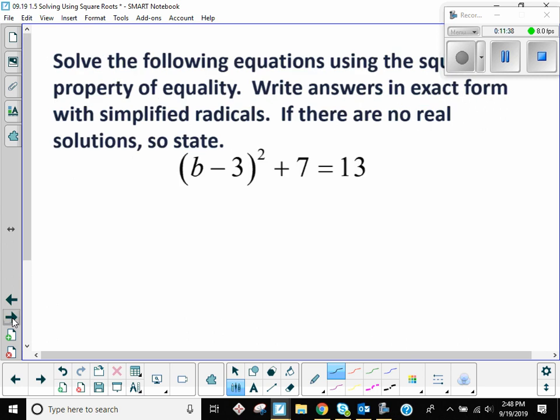Similarly, on the examples in your homework, you'll scratch out this last sentence right here. If there are no real solutions, so state. We're not going to do that. We are going to give the imaginary solution.